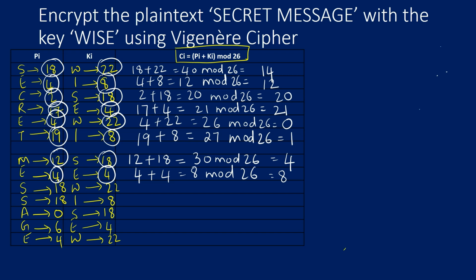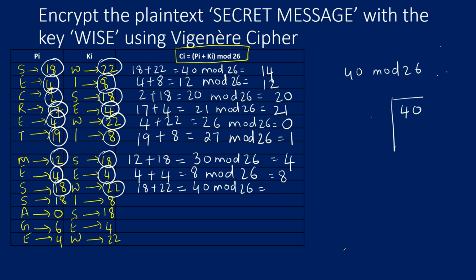The next number which has to be encrypted is 18 using the key number 22. So 18 plus 22 comes out to be 40 mod 26. So how do we perform 40 mod 26? We divide 40, that is A, with B, that is 26. So 26 into 1 is 26 and the remainder in this case is 14. So 40 mod 26 is 14. So our ciphertext number is 14.